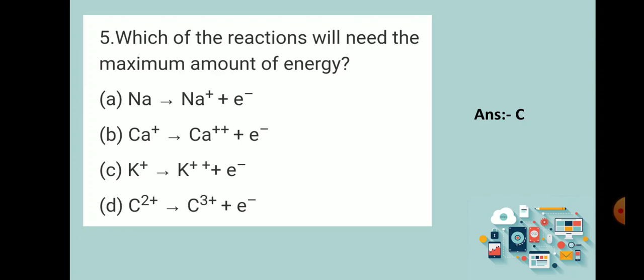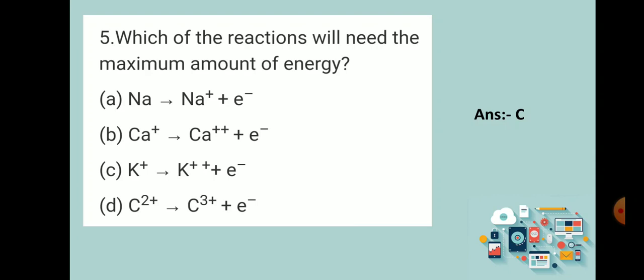And the solution for this is, as K plus has 18 electrons and it has the stable noble gas configuration, removing another electron from the stable electronic configuration is very difficult, and it requires a maximum amount of energy. The answer is not option A, because sodium has 11 electrons. By removing one electron, it will attain the stable electronic configuration of a noble gas, that is with 10 electrons. So it requires a minimum amount of energy, and it will be a stable ion.